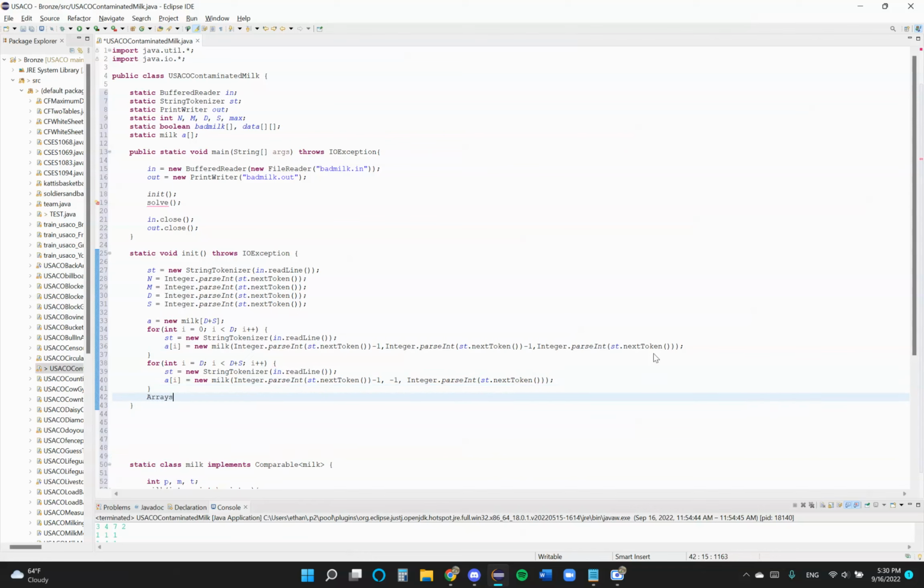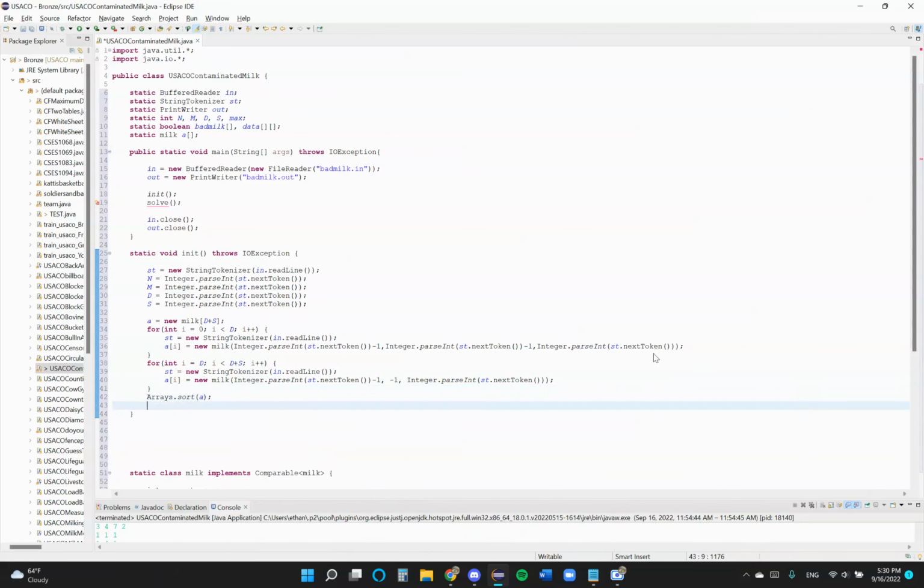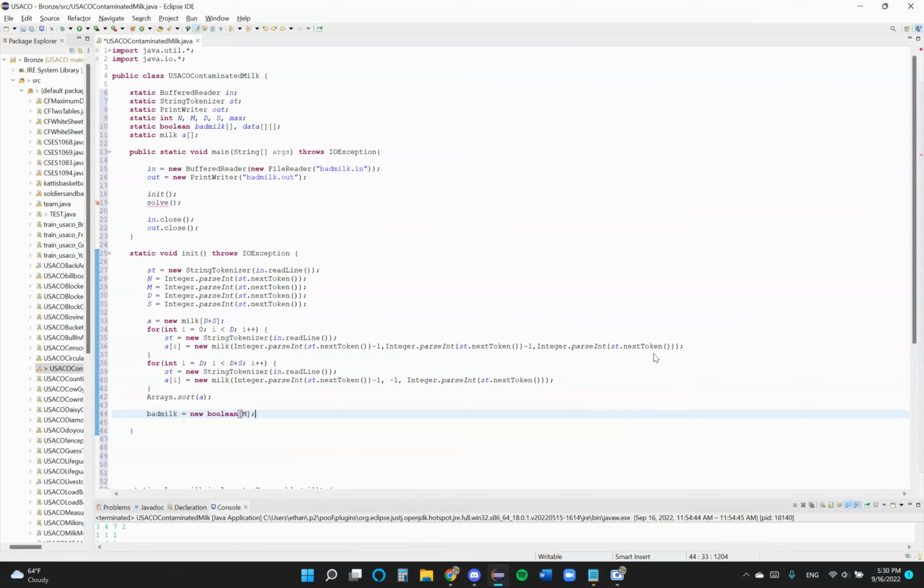And then we have to do Arrays.sort(a). And then we initialize bad milk and data. So badMilk equals new boolean[m]. Data equals new boolean. Okay. So we've got the initialization part covered. Now we have to do the solve.